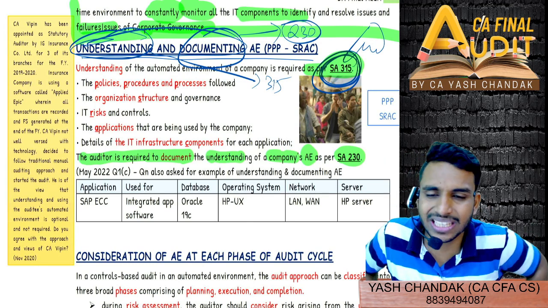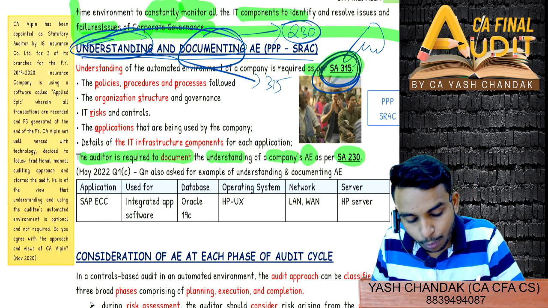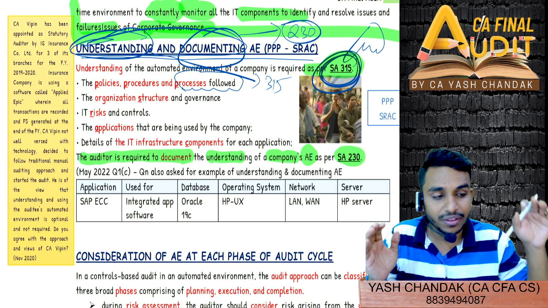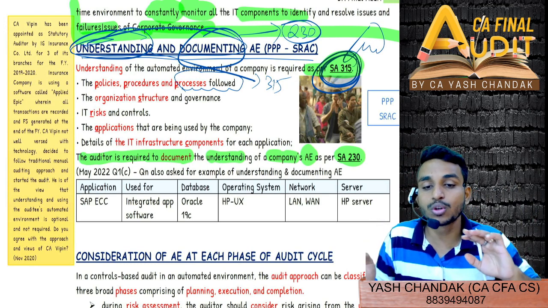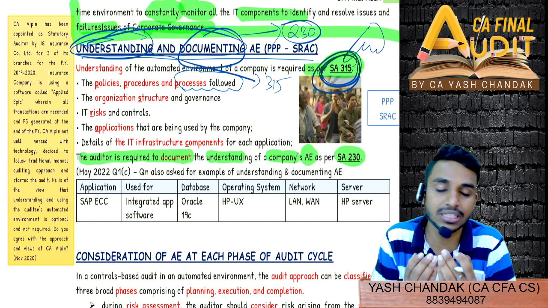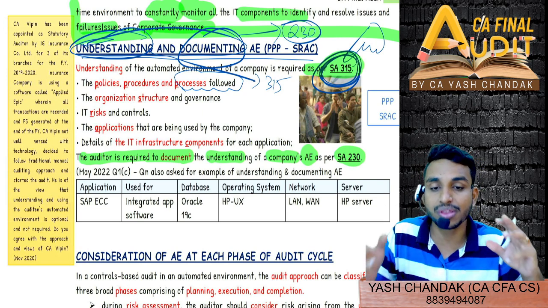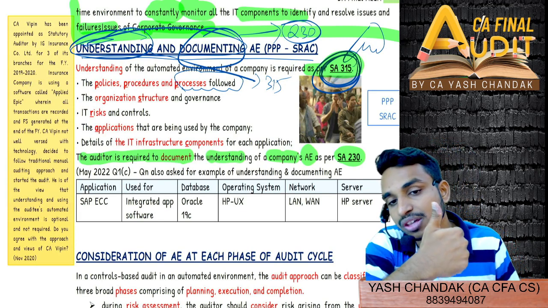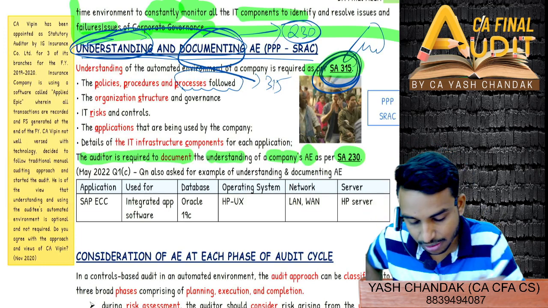Like in any other environment, we'll first go through all the policies, procedures, and the processes which are followed. Take a walkthrough of the process, how this system works. We do the entry, whose approval is required, then where does it flow, to which account does it go, and then what happens. So the process walkthrough in an automated environment has to be carried out, and that is what we first need to understand: the policies, procedures, and processes being followed. Policies, procedure, and processes, triple P, PPP.